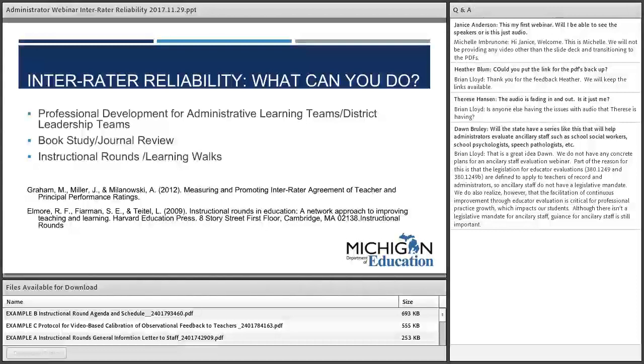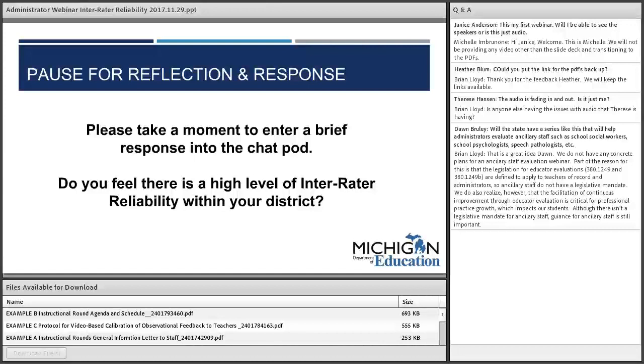For those of you that may not be as new to the instructional ranks, instructional rounds, learning walks, or walkthroughs are terminology that are interchangeable, and that might be a great opportunity for you to get started. You'll see on the slide that there are some resources to kick off what you can do to increase your inter-rater reliability. That can also lead into some calibration activities. And in the next slide, we're going to go ahead and move forward with that piece as well.